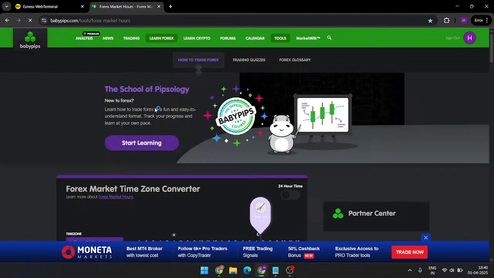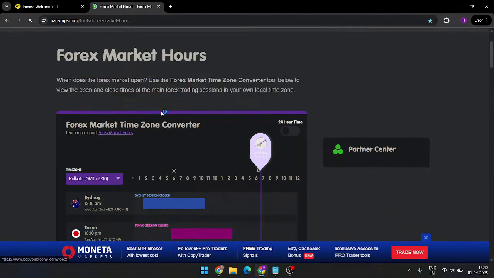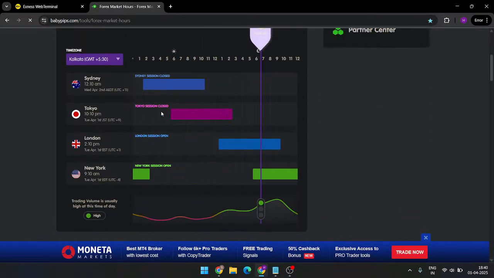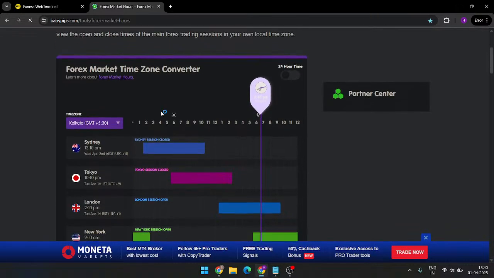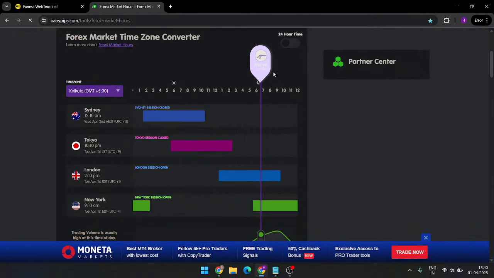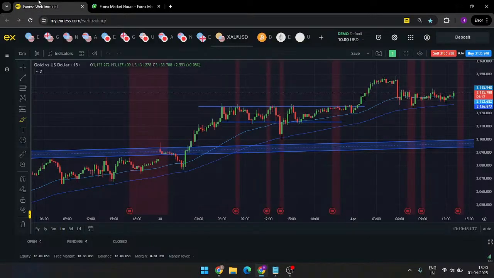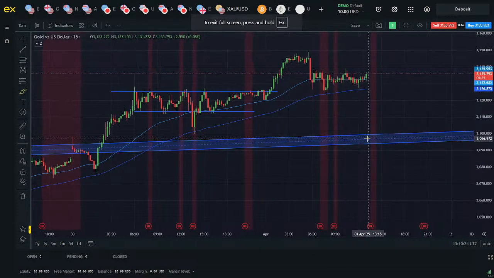This site tells you at what time the London session or Tokyo session and all these sessions are going to open. Right at this moment, the New York session and London session have overlapped. So this is a site where you can know whether a particular session is active, and at this moment you will see the highest amount of volume at the time that we are trading.